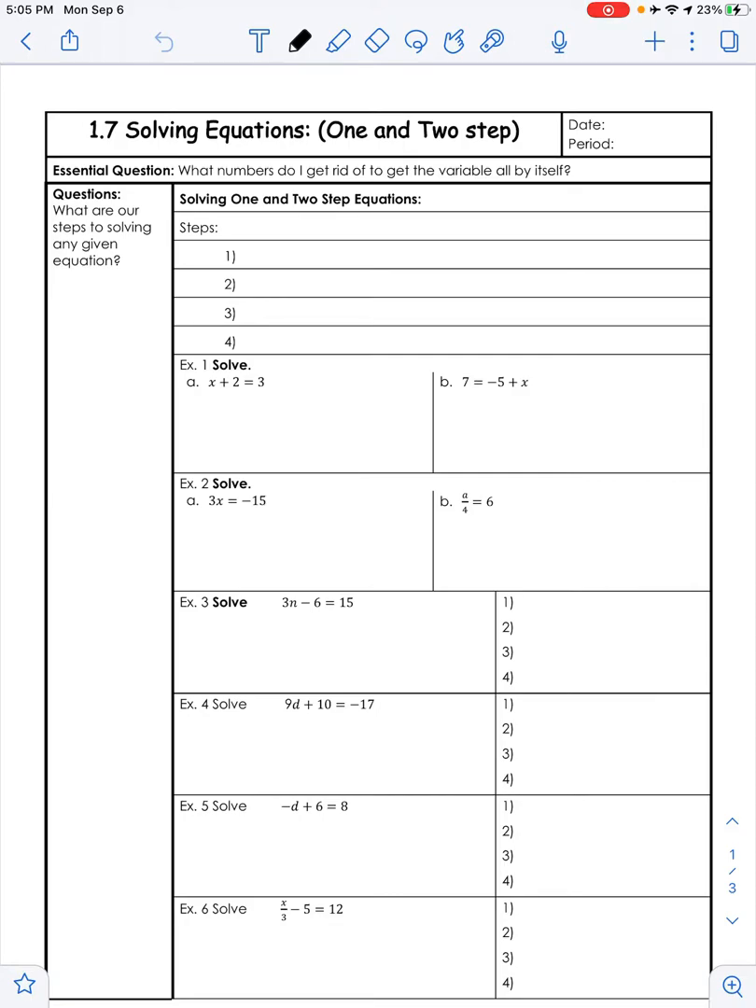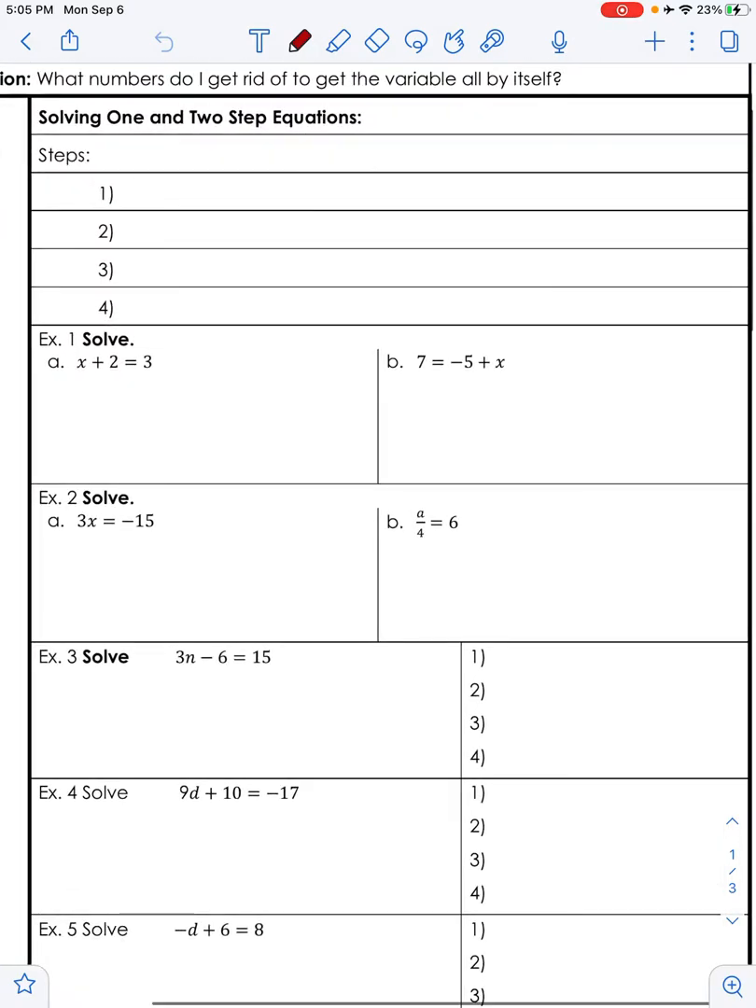So we have some steps to help us out. The steps are really going to come in handy when we get into multi-step, but we're going to go ahead and make sure that we know them now. So step 1, we want to distribute. In my last video we learned about the distributive property.